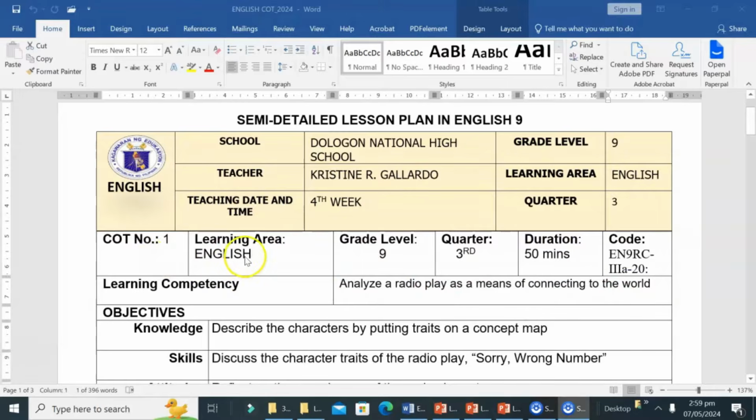Then COT 1. It's almost the same in this portion. Then you can see here the duration. It is 50 minutes per subject. Then this one is the code, which you can get in the curriculum guide. So if you want to have a copy of the curriculum guide, then just message me in the comment section.